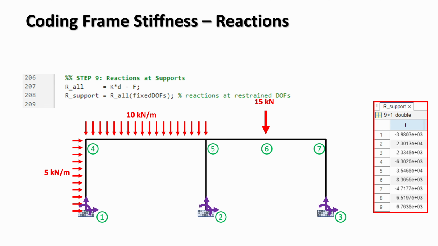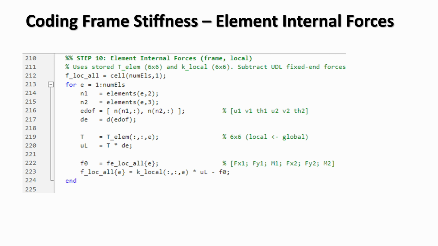And now that we have displacements and reactions, the final step is to compute the internal forces within each element. Step 10 computes the axial forces, shear forces, and bending moments that develop within the members as the structure deforms. Exactly what we need for structural design. We begin by preparing a container to store the local internal forces for each element. These forces will be expressed in the element's local coordinate system, which is the natural frame for interpreting axial, shear, and bending behavior.